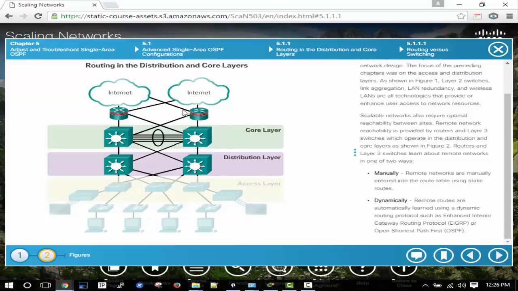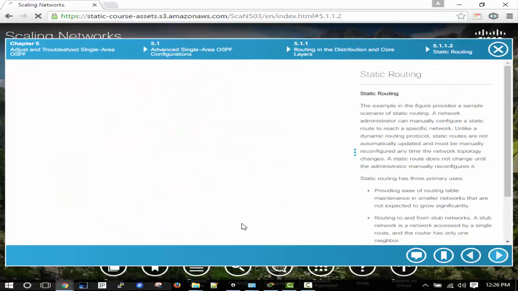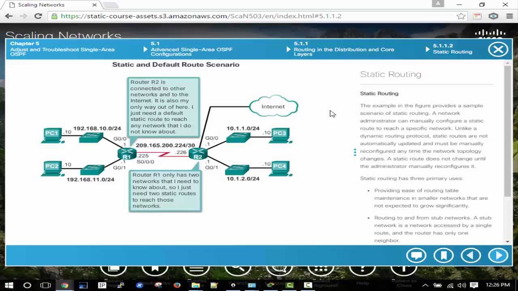But if we want all these default routes up here to be learned down here and fed in, we're going to do that dynamically, probably through something called EIGRP, which we haven't gone over yet. But we have OSPF, Open Shortest Path First, right? And that's what this chapter is about. So, advanced single area OSPF configurations. So that's what we have going on right here.